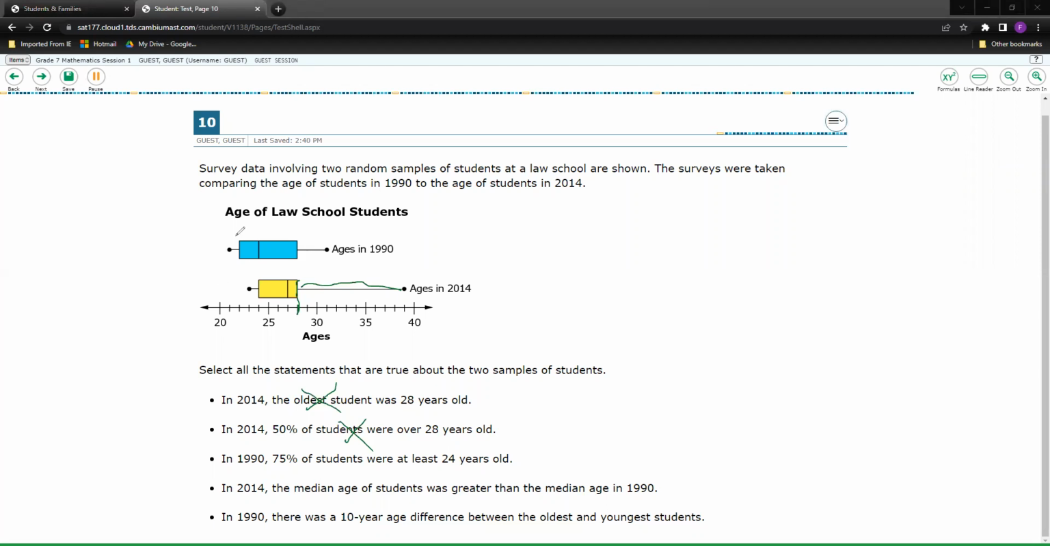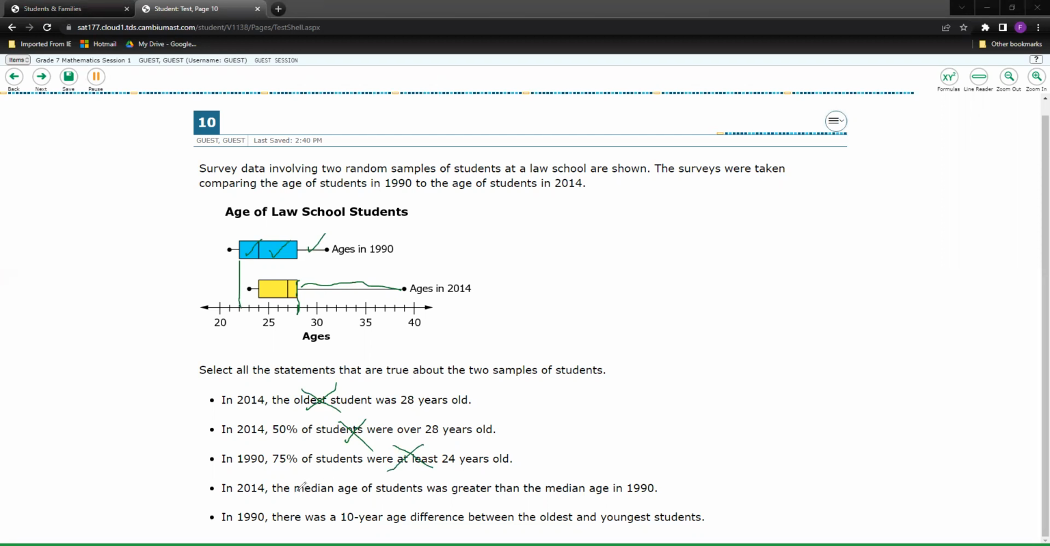In 1990, so let's go to the blue box now, 75% of students were at least 24. 75 would be 3 sections. So it would be this section and this section and the last whisker. That would be 75%, 3 of them. At least 24. So does this line up with 24? At least 24. It has said at least 22, so this one doesn't check either. Hopefully we'll get a right answer at least.